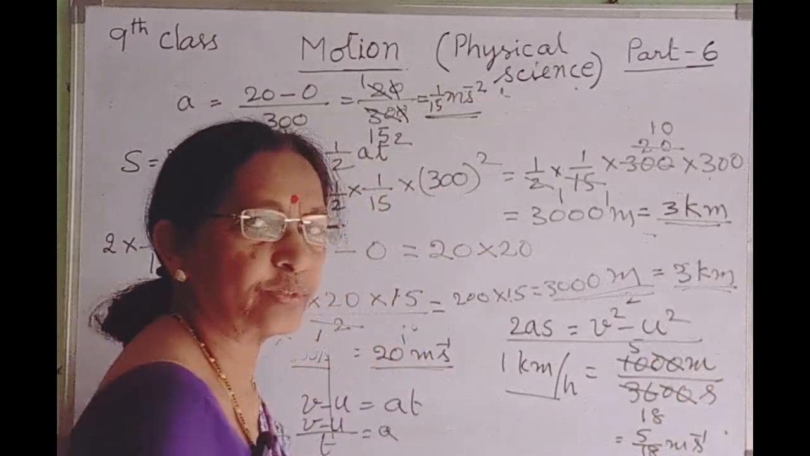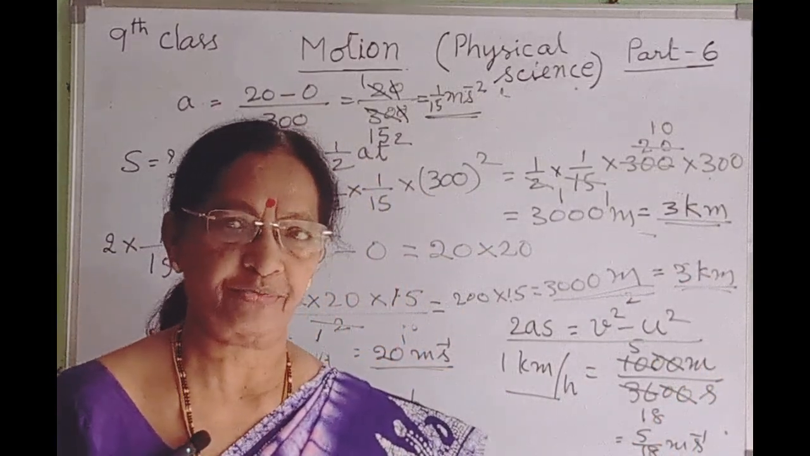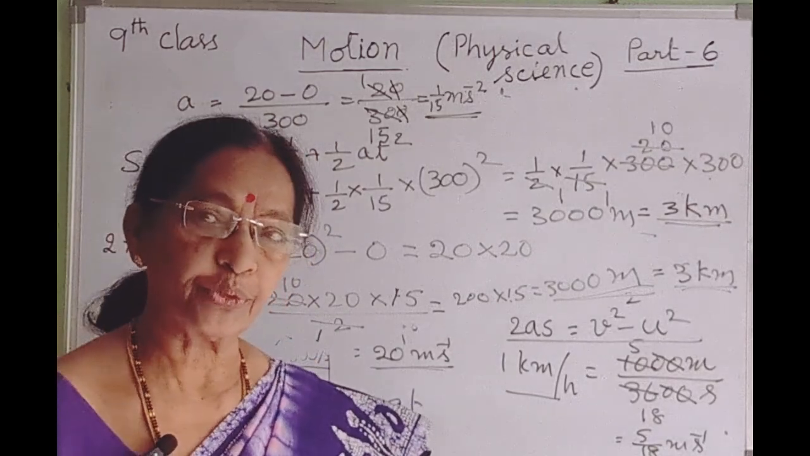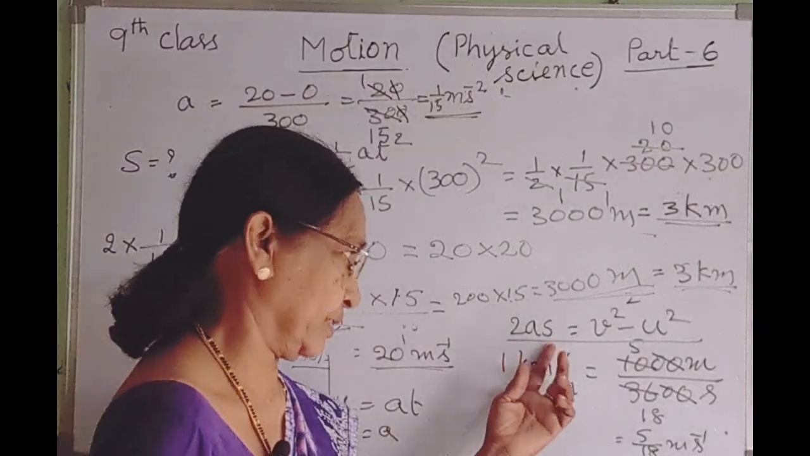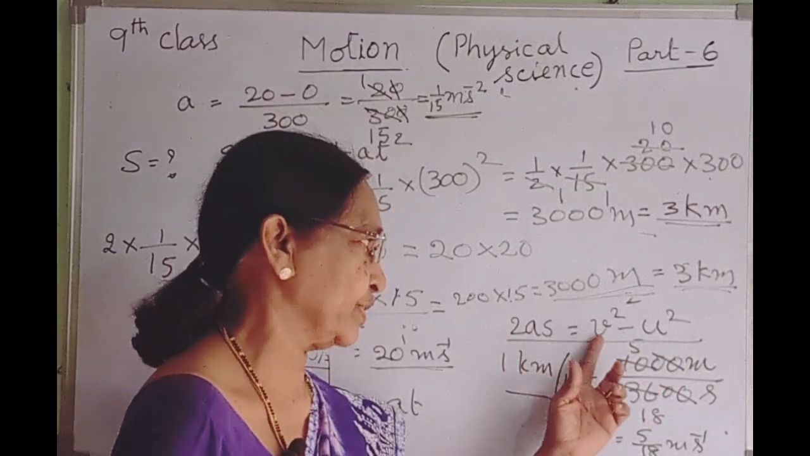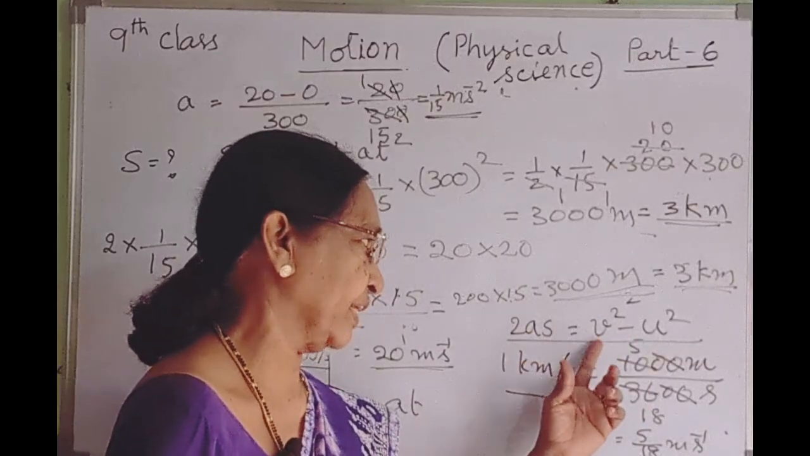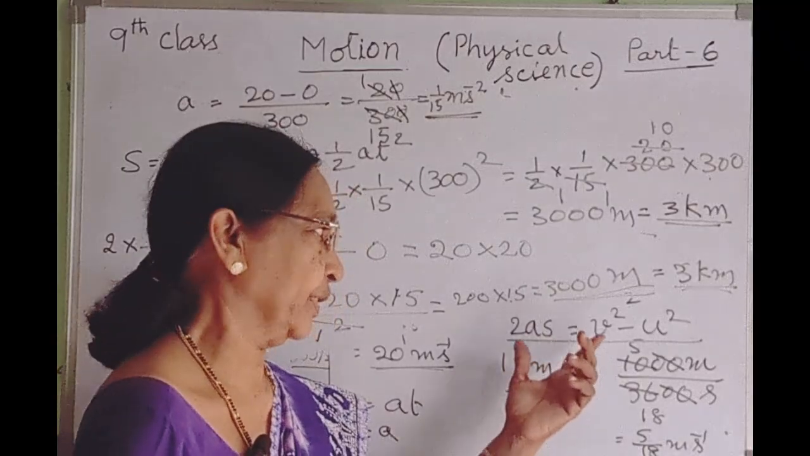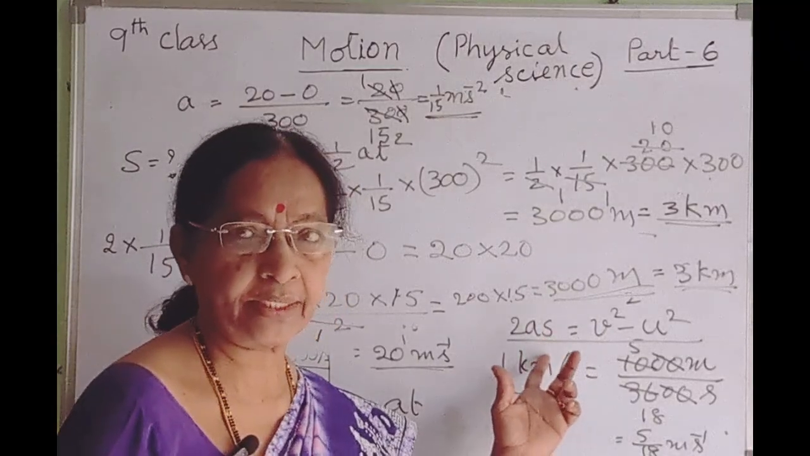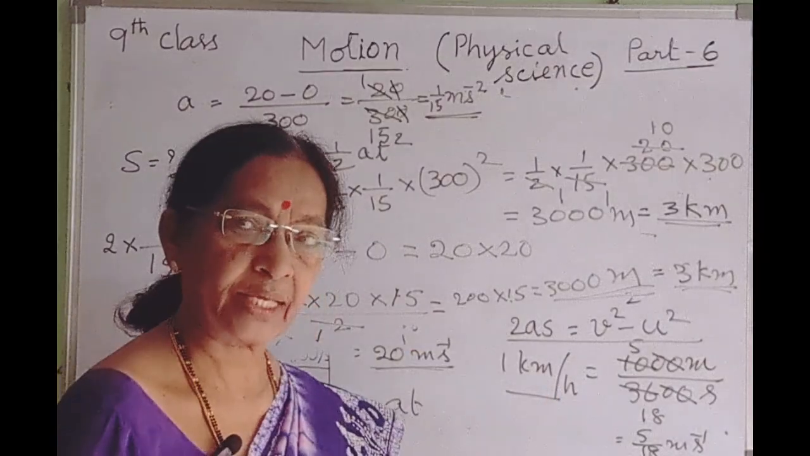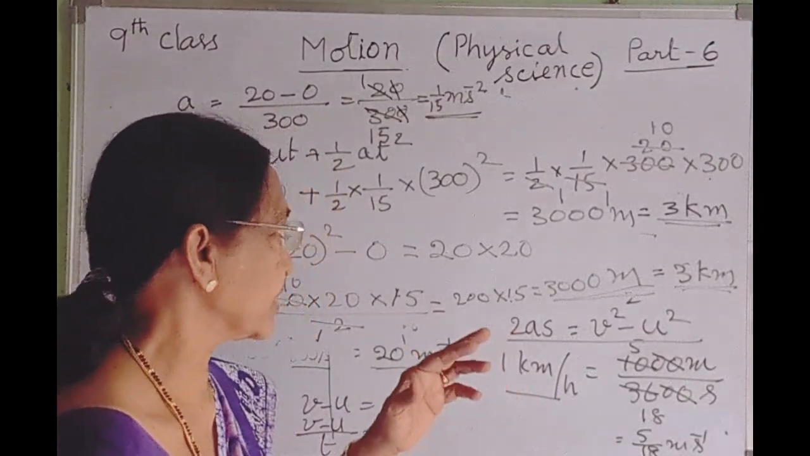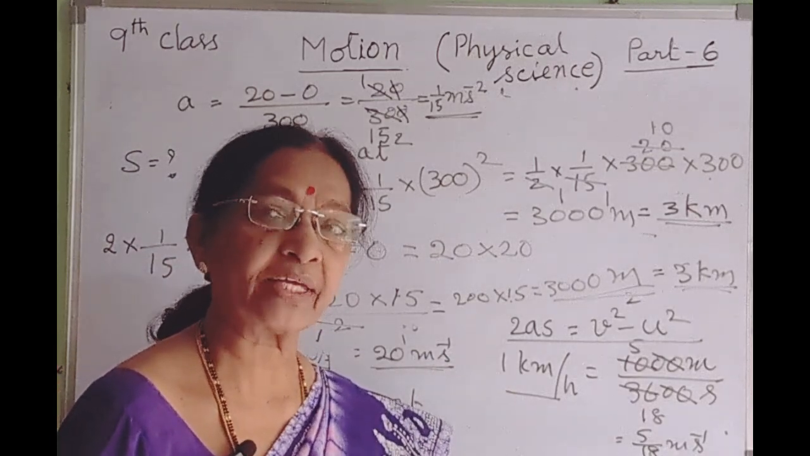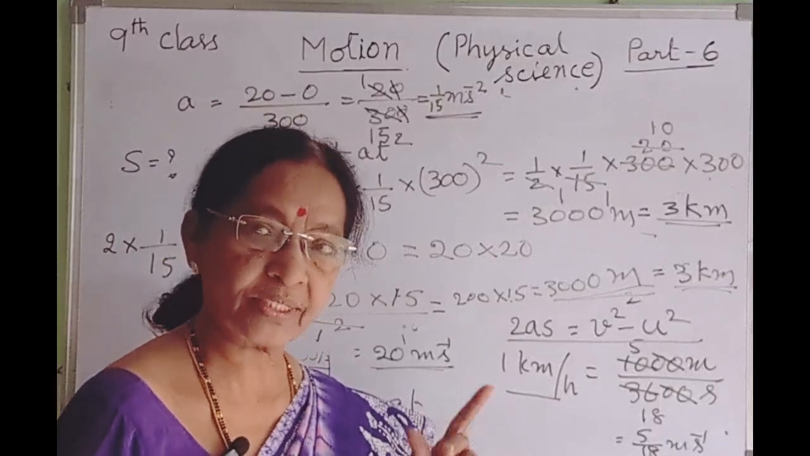So you can use any equation: s is equal to ut plus half at square, or 2as is equal to v square minus u square. If we don't know the time, you can use this equation only: 2as is equal to v square minus u square. If the acceleration, final velocity and the initial velocity are known, the distance travelled by the time it attains the final velocity can be calculated using this equation. If time is known, we can use the first equation, s is equal to ut plus half at square. If time is known and the final velocity is not known, we can use the second equation only.